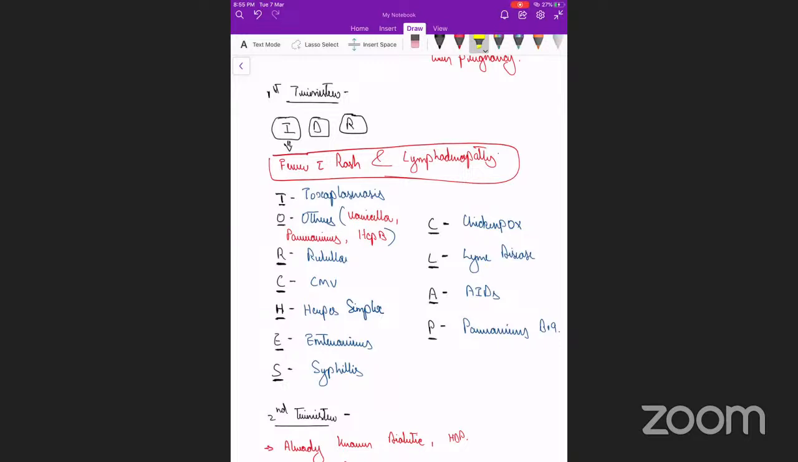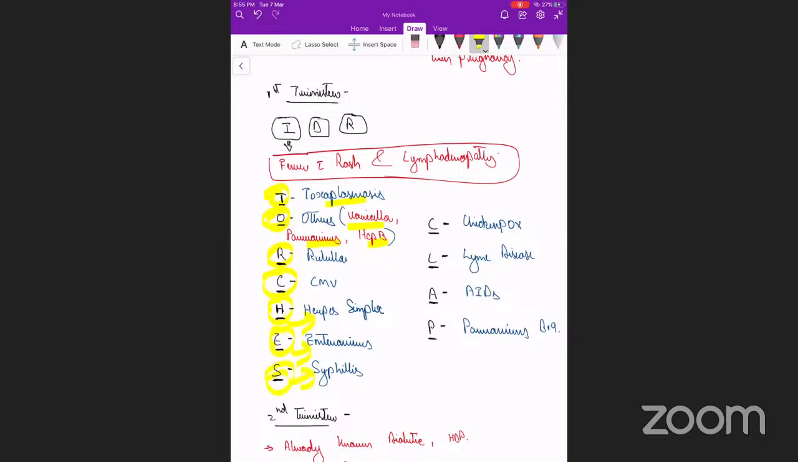And what are the probable infections that can cause this? It goes by the mnemonic TORCH infection, but now it has been extended and is called TORCHES CLAP. More organisms have been added. Okay. So T for toxoplasmosis, O for other viruses, which can be varicella, parvovirus, hepatitis B virus, etc. R for rubella, C for CMV, H for herpes simplex virus, E for enterovirus, S for syphilis.